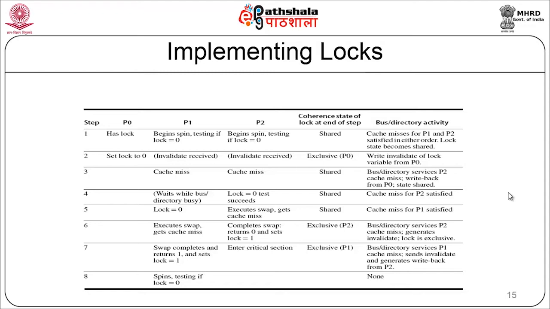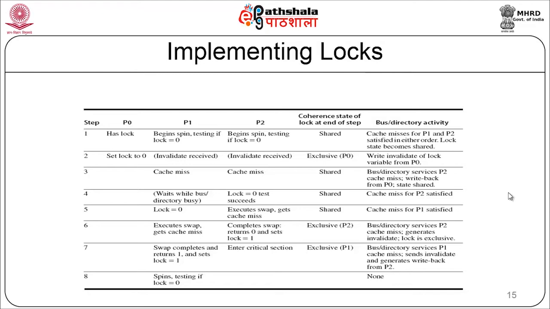And P2 checks the lock is equal to 0. It finds that the test succeeds. And now the cache miss for the other processor P2 is satisfied. The same thing happens. And P1 and P2 both have read the data. And P1 now tries to execute the swap. It's trying to do a read operation. Because it sees that it is locked, it tries to do the atomic exchange operation. P2 is also trying to do it.